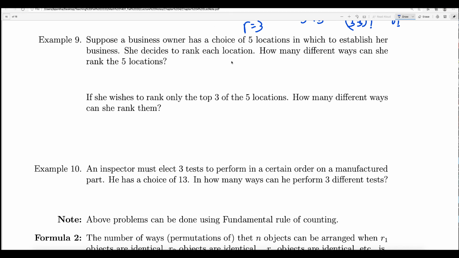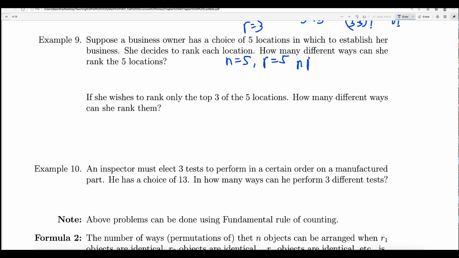That means the total number he can use is 5, in which to establish her business. She decides to rank each location, meaning she wants to rank all those locations. How many different ways can she rank the 5 locations? So she wants to rank all of those. So how do you do that?